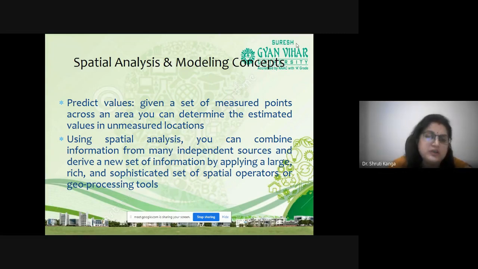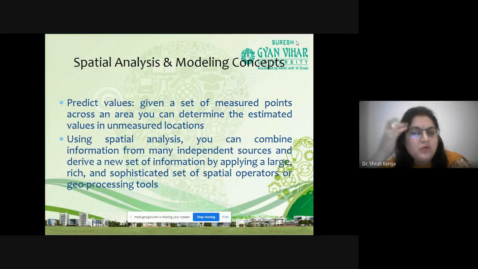Then, using this spatial analysis, one can combine the information from many independent sources, and derive a new set of information by applying a large, rich, and sophisticated set of spatial operators or geoprocessing tools. So as in the definition of GIS, we can overlay different layers onto a single platform, and come up with the combined result having different operations applied on that.